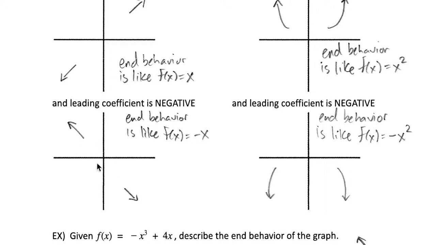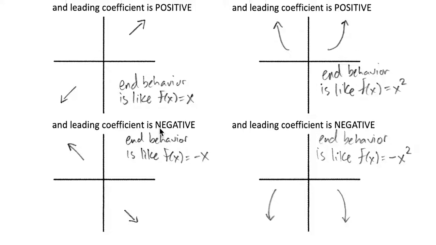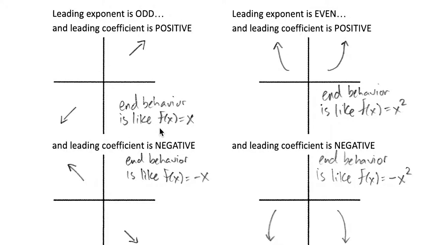We don't know what's going on in between at the moment, but we do know that on the very ends or extremes of our graph, it's going to act just like a linear function. So that makes it pretty easy if you know about your linear functions.